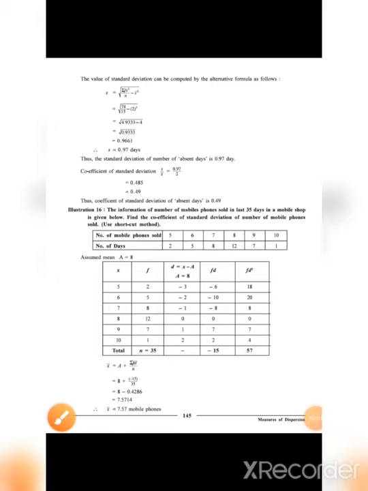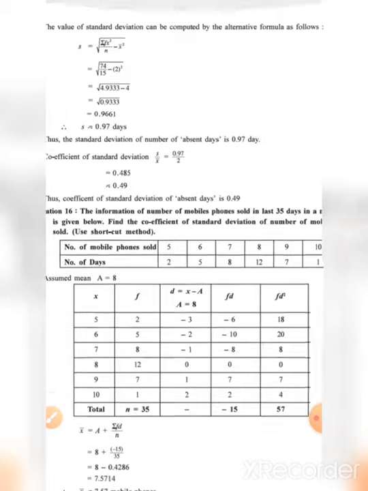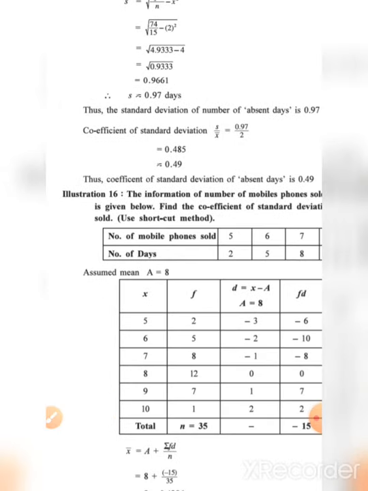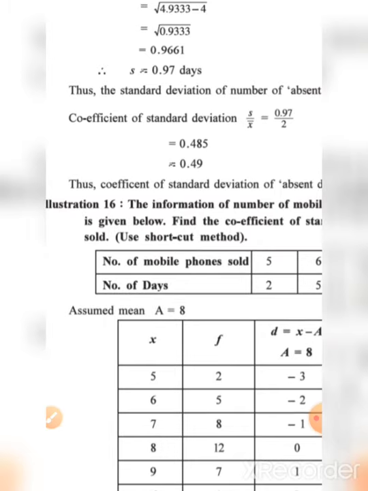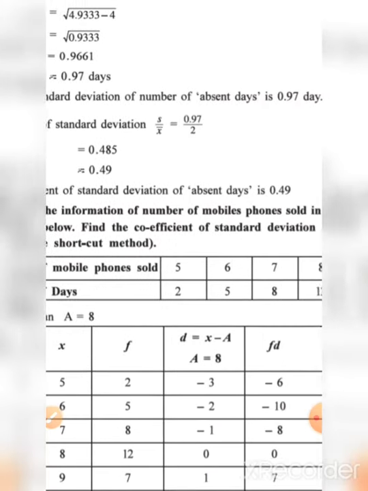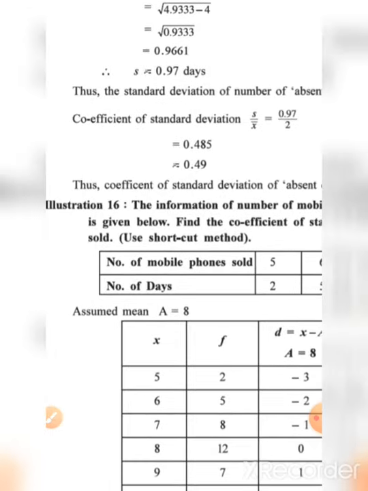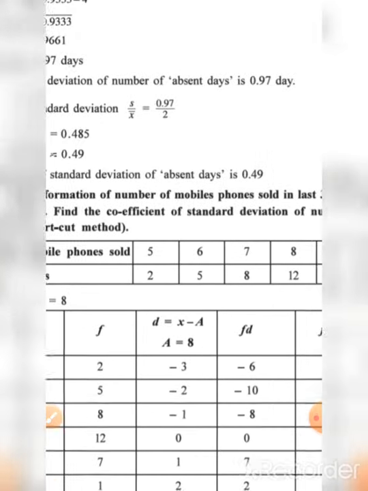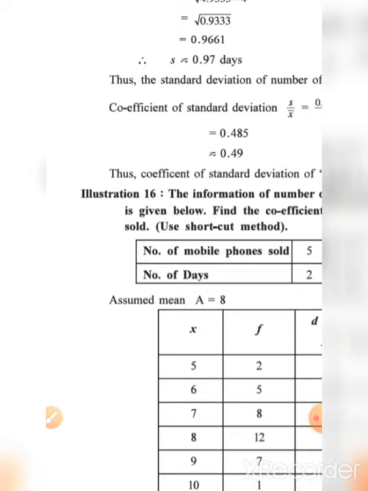Here, children, we shall see our example number 16. We need to find out the standard deviation and the coefficient of standard deviation with the help of the shortcut method. Right? Here is your example number 16. The information of the number of mobile phones sold in the last 35 days in a mobile shop is given. Find the coefficient of standard deviation of the number of mobile phones sold. And over here they have told us to use the shortcut method.